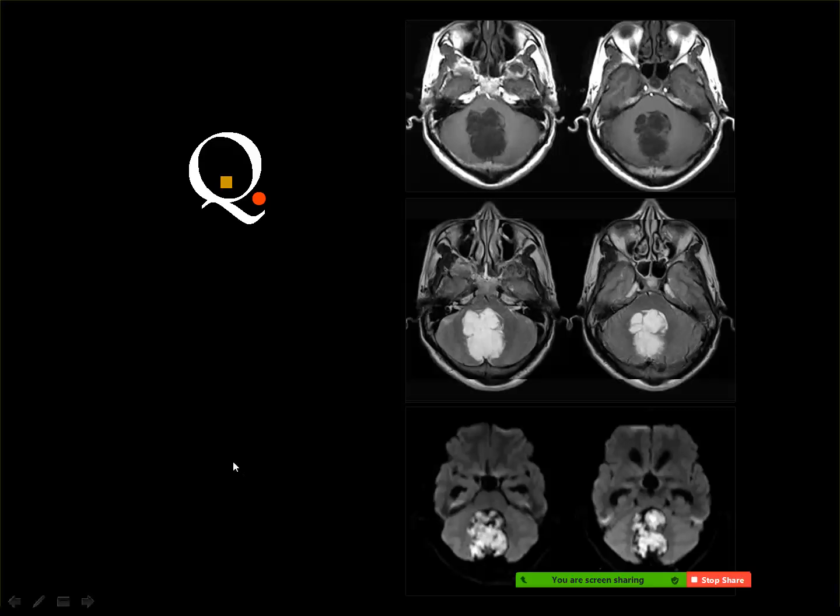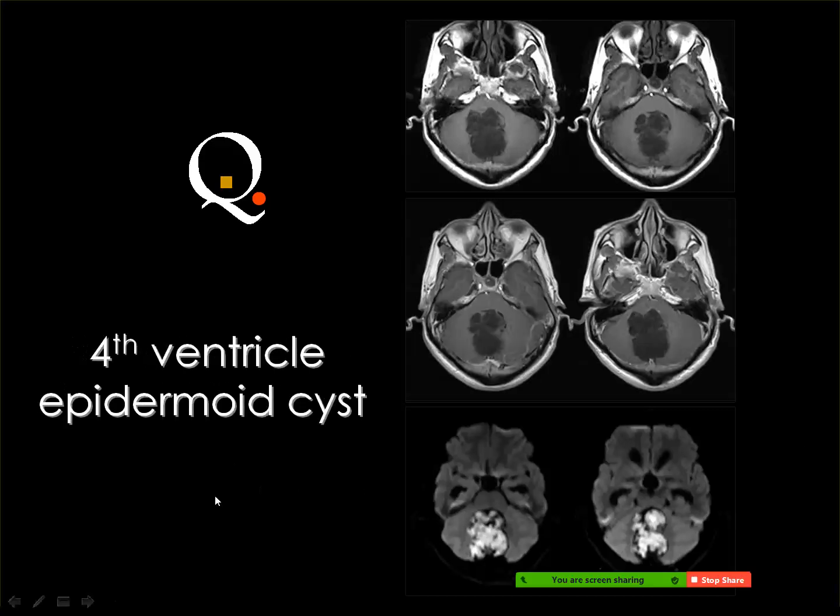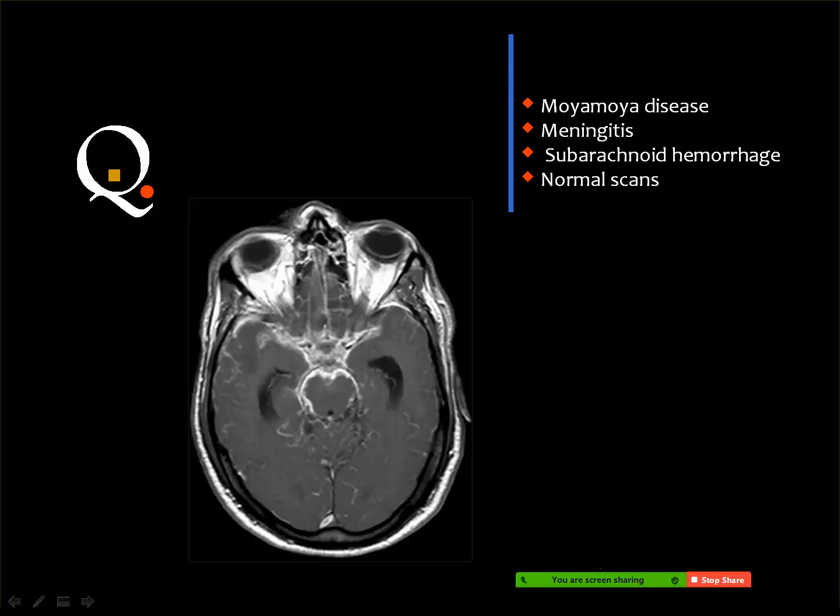Epidermoid cyst. Yes, intraventricular epidermoid cyst in the fourth ventricle. The cyst has a lobulated outline. It did not show any contrast enhancement, and it shows evident diffusion restriction.